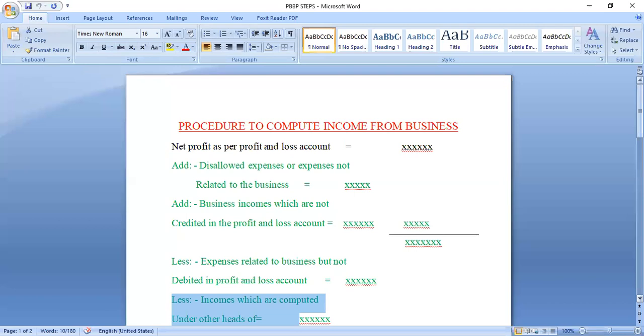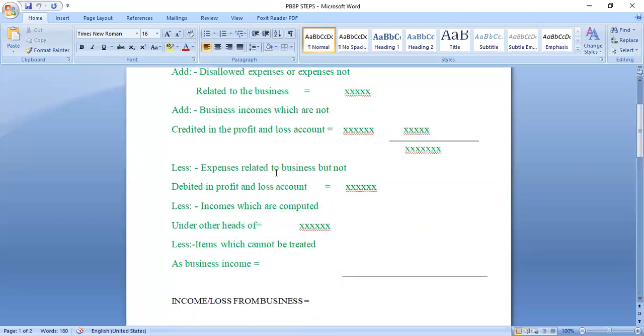Now subtract those expenses concerned with business but not debited in the P&L account. There are some expenses which are not debited in the P&L account. Pick out all those expenses and subtract them. Subtract one more thing: incomes which are computed under other heads of income. There are some incomes which don't belong to business but to other heads of income, like we have seen rent of property. It comes under income from house property.